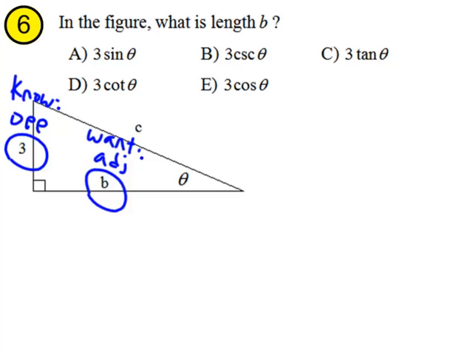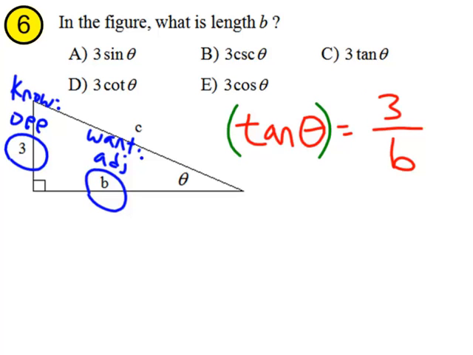So let's go with that one. So you write the equation, tangent of theta equals opposite 3 over adjacent B. Now, we have to get B by itself, and there are several ways one may go about this. Students tend to develop their different preferences. The way that I'm going to go about it is to multiply both sides by B.